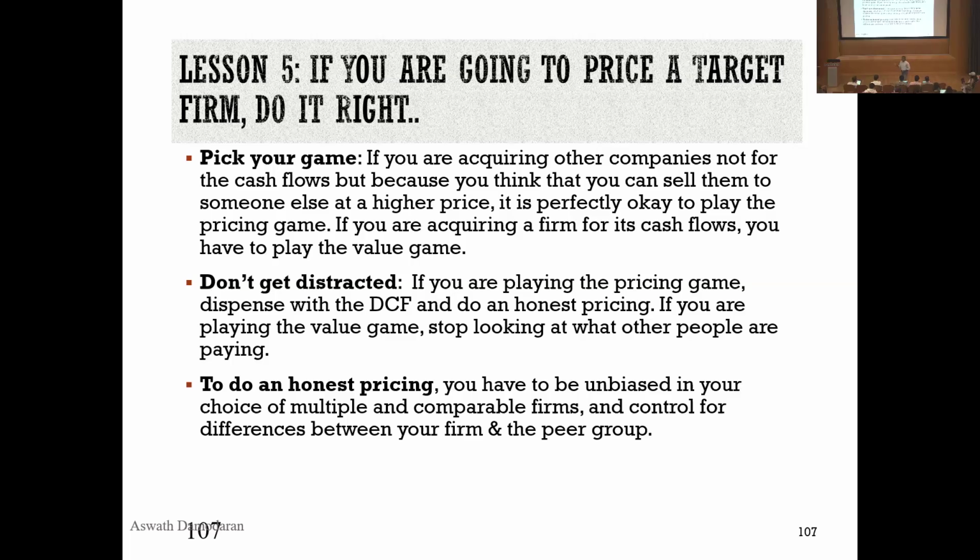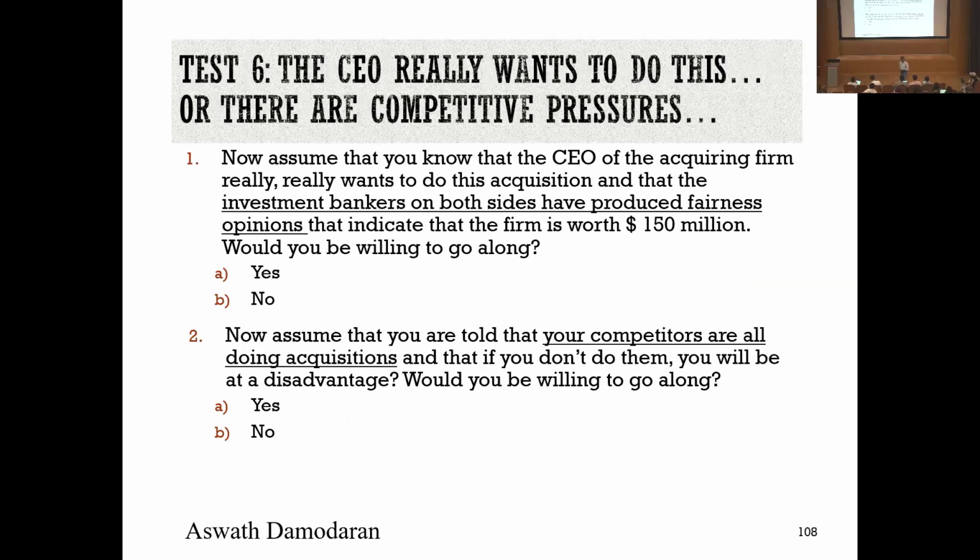And along the way, don't get distracted by words like accretive and dilutive. When you listen to them, just let it go in one ear and out the other, because it tells you absolutely nothing about the quality of the deal. So at this stage, we're still stuck at 60 million, right?